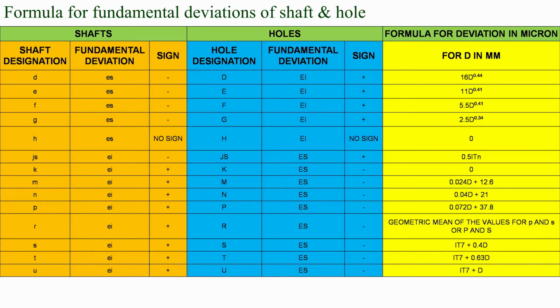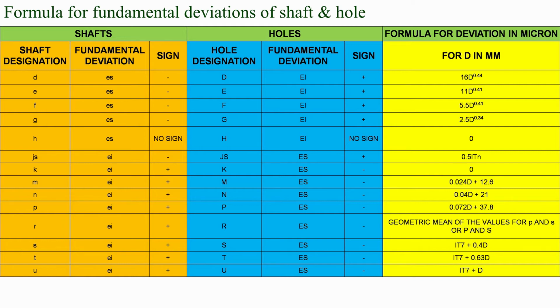Formula for fundamental deviations of shaft and hole. We have to understand that all the charts are given in IS 919 or ISO 286 standard. Now we can directly find out the fundamental deviations using those charts. Before going to the calculation part, without looking at the chart, let us see how we calculate fundamental deviation values using formulas.